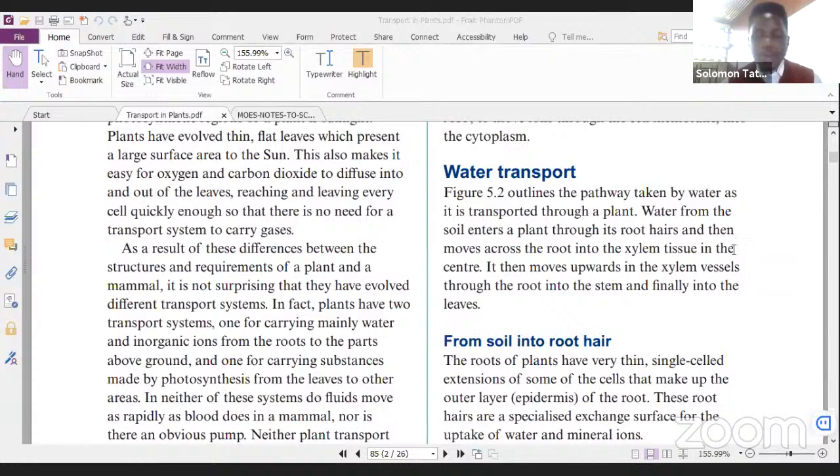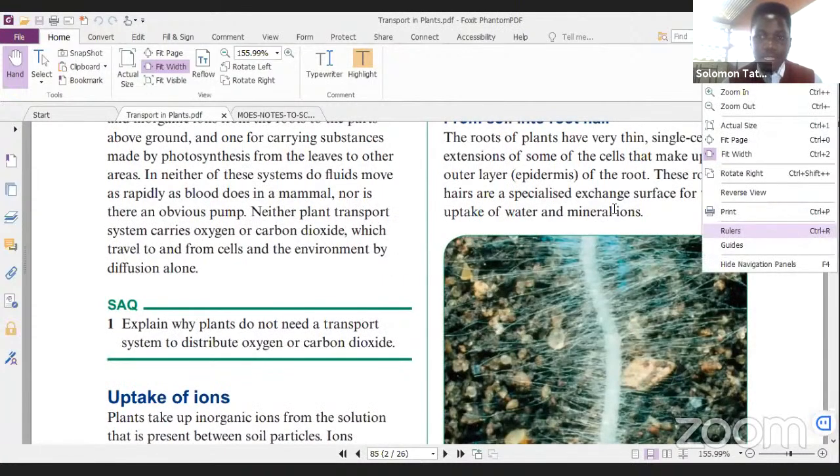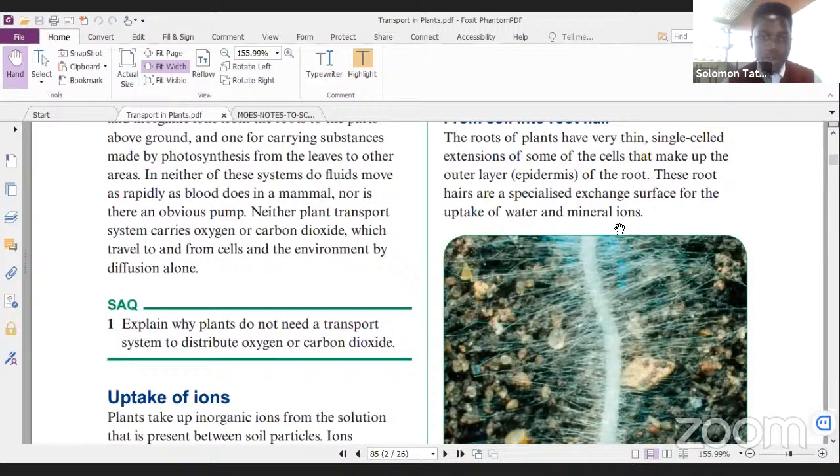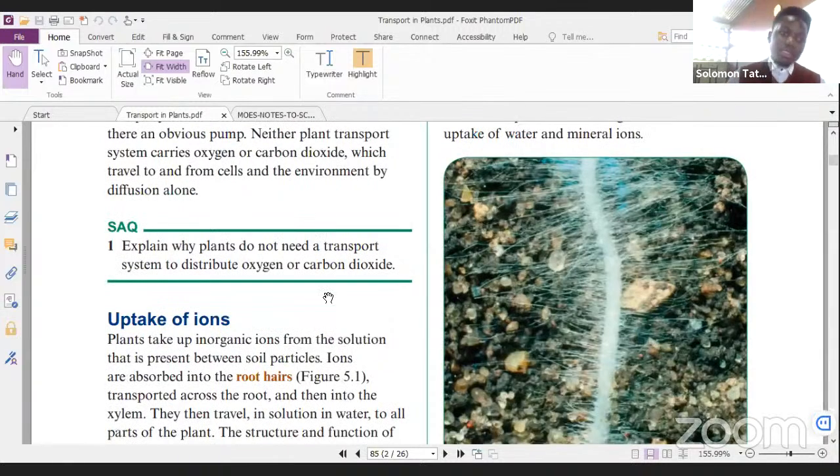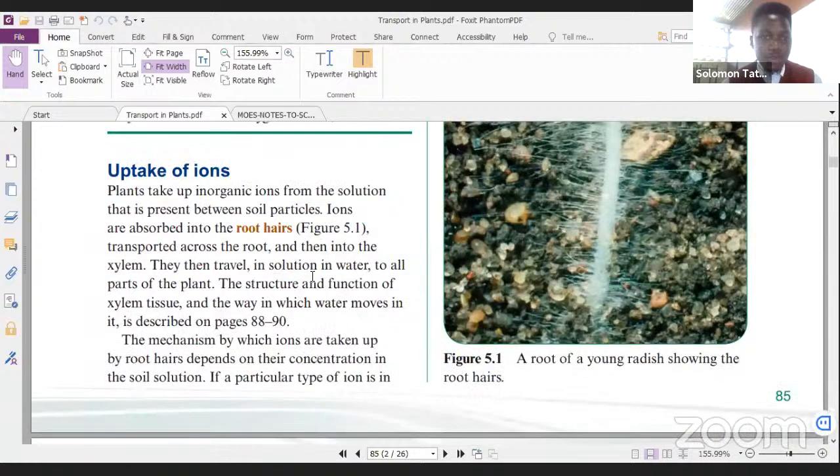So the other thing we can look at is water transport, how water is transported from the soil into the root hair. That is one thing that you have to know from this document. Also, uptake of ions into the root hairs is key. So I want you to remember that, because I'll have a question for you on that.